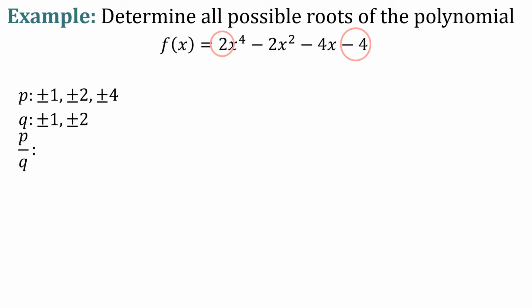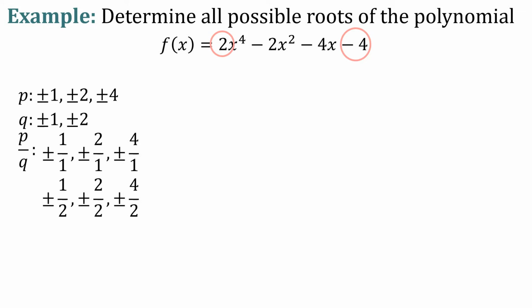Now we know that we had to make our p over q, so we took all of our p's and put them over all of our q's. Our first q is 1, so we need to put 1, 2, and 4 all over 1. And then our second q is 2, so once again we need to put 1, 2, and 4 all over 2. Now, these simplify. Plus or minus 1 over 1 is 1, 2 over 1 is 2, 4 over 1 is 4, 2 over 2 is 1, 4 over 2 is 2.